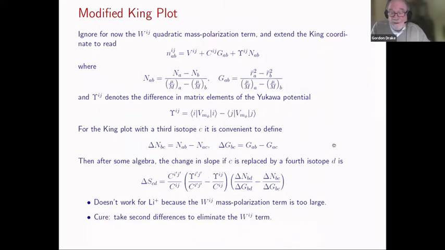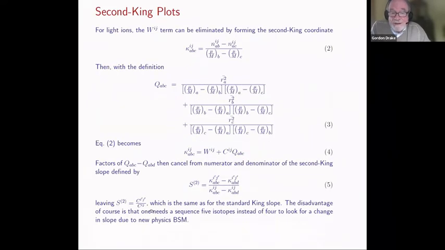But of course, this doesn't work for lithium because the mass polarization term is too large. The cure is to take second differences. I won't go through all the algebra for this, but by taking second differences, you then eliminate the W term. So here's the modified King coordinate. And so now when we take differences, the W term cancels. And again, we're just left with a slope that depends on the ratio of the electron density at the nucleus for the atomic states in question.